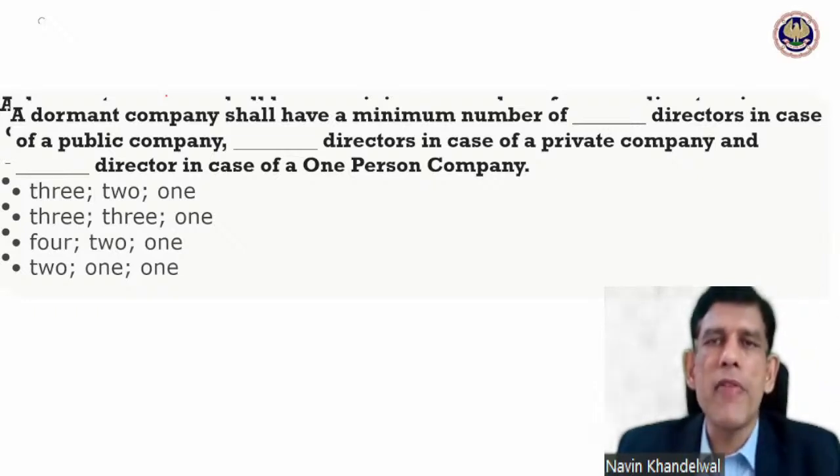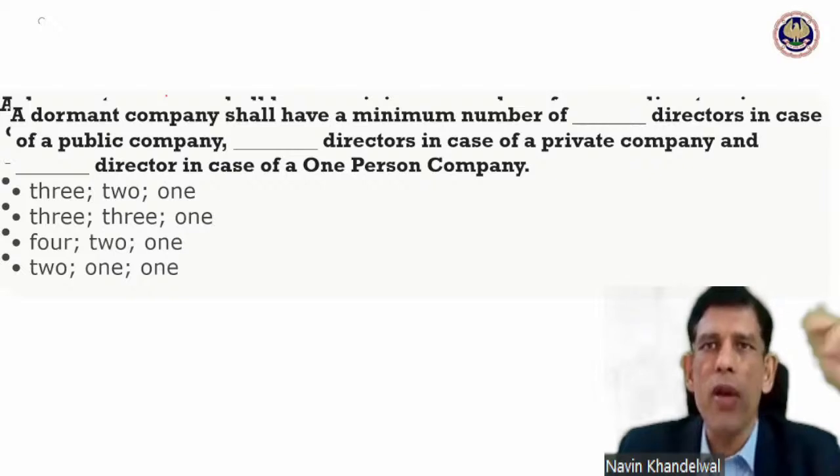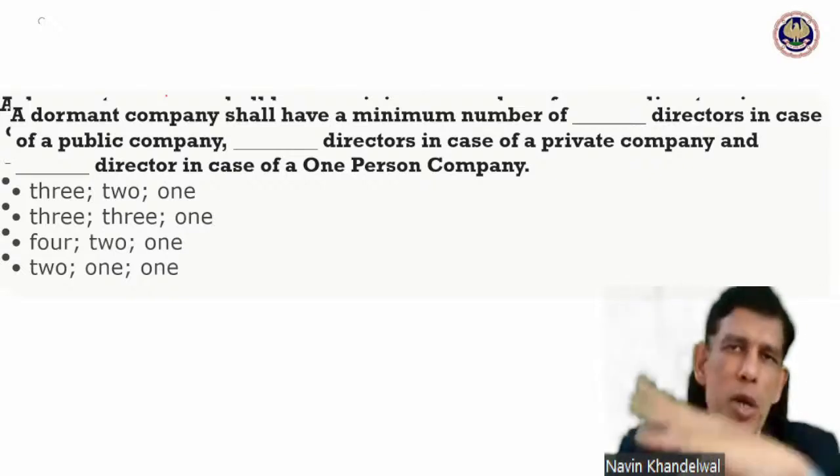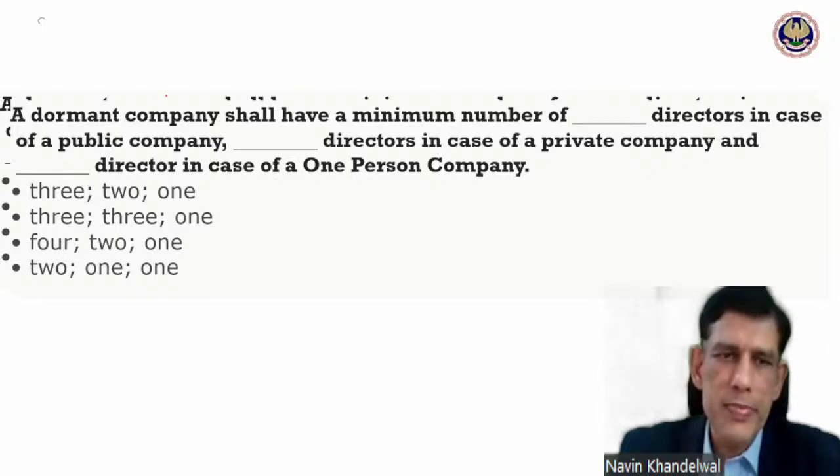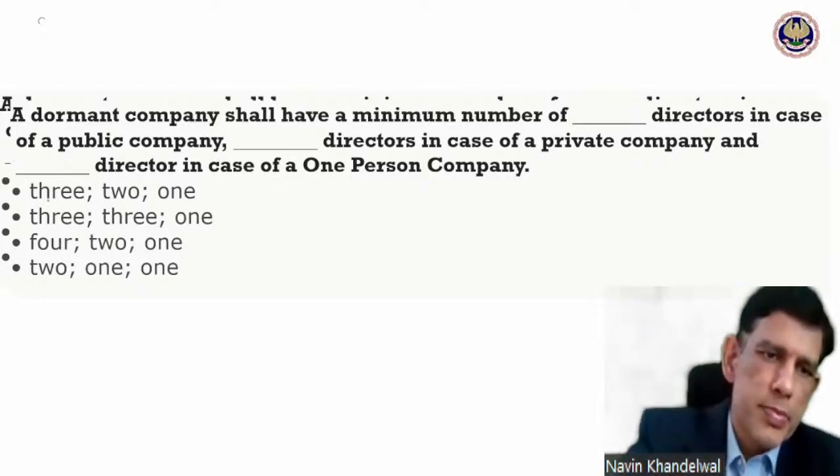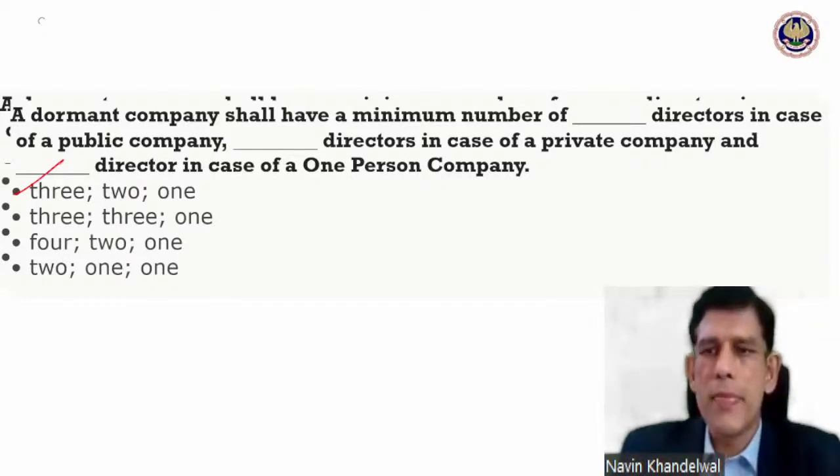Yes, for the minimum number of directors for a dormant company, again that discussion was done. For a dormant company, as per the rule, there should be a minimum of 3 directors for a public limited company, 2 for a private company, and 1 for a one-person company. So 3, 2, 1.